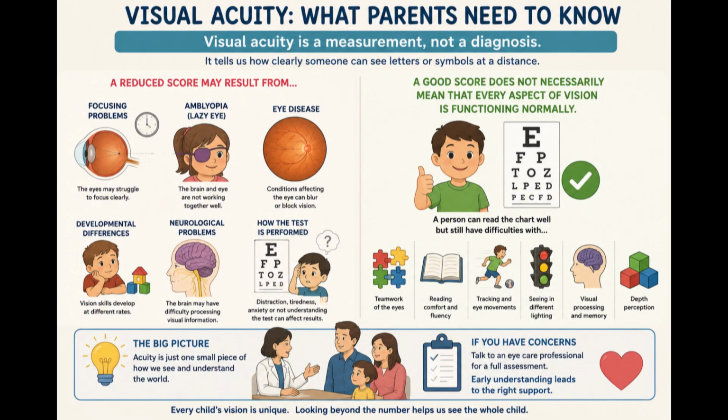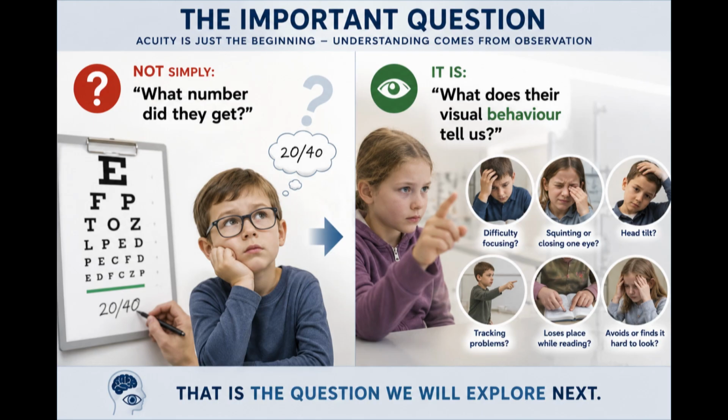For parents, the most important message is this: visual acuity is a measurement, not a diagnosis. A reduced score may result from focusing problems, amblyopia, eye disease, developmental differences, neurological problems, or simply difficulties with the way the test is being performed. And a good score does not necessarily mean that every aspect of vision is functioning normally. The important question is not simply, what number did they get? It is, what does their visual behavior tell us? That is the question we will explore next.